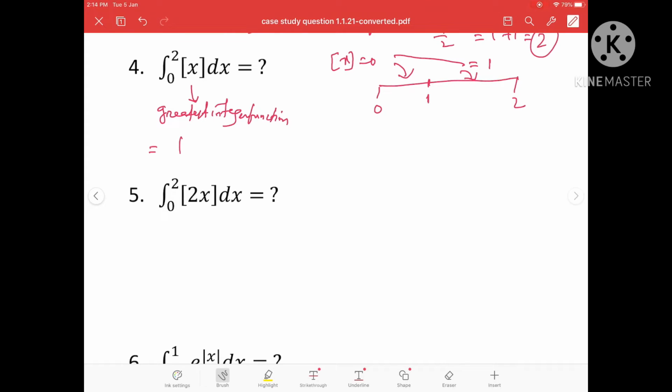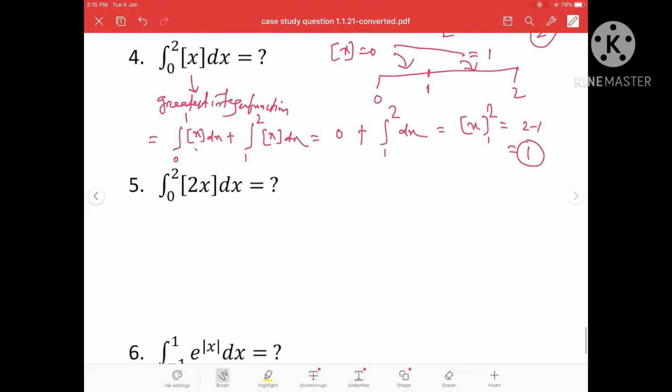So now this integration will be converted to two integrations. One is 0 to 1 bracket x dx, another is 1 to 2 bracket x dx. Between 0 and 1 bracket x is 0, so this integration will be 0, and between 1 and 2 bracket x is 1, so this will be integral 1 to 2 dx, meaning x from 1 to 2, which is 2 minus 1, that is 1.